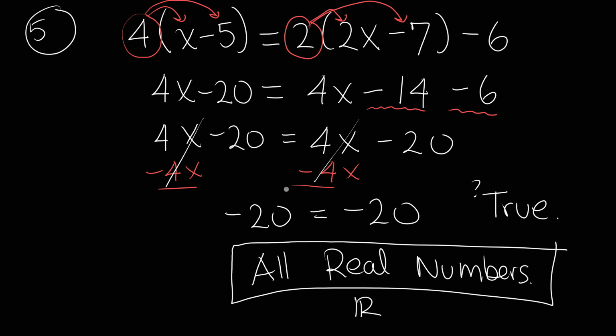So actually, whenever you're doing this, you have 4x minus 4x and 4x minus 4x. The variables are gone. You just check if this is true or false. If it's true, in this case, it's all real numbers as an answer. If it would have been false, then you say no solution.